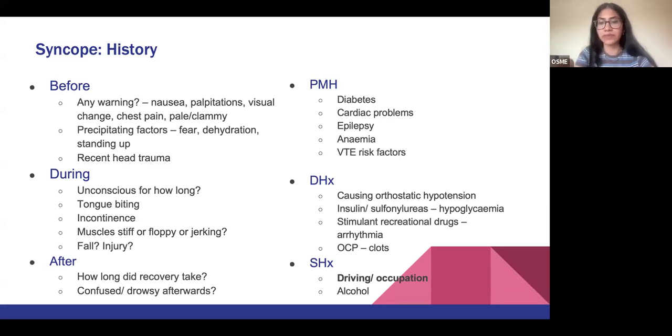In the social history, as I mentioned at the beginning, it's really important here to ask about driving and occupation, if they're doing anything like operating machinery, driving generally, you need to be safe and give them advice. And then, yeah, seeing if they're drinking alcohol, which can also precipitate arrhythmia.